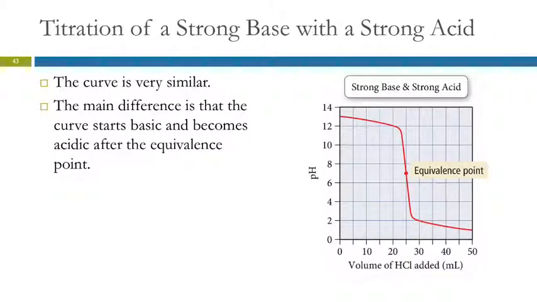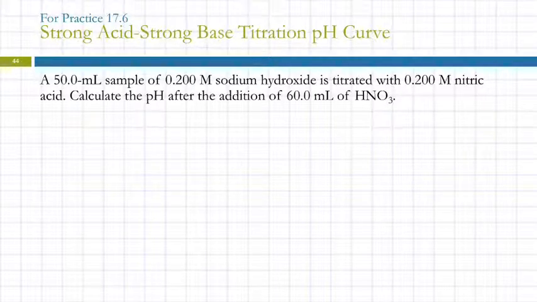If you're titrating a strong base with a strong acid, the curve is similar. The difference is that it starts basic and goes acidic. Okay, this one is a little different, so let's just go ahead and do this one real quick. A 50 mL sample of 0.2 molar sodium hydroxide is titrated with 0.2 molar nitric acid. Calculate the pH after the addition of 60 milliliters of nitric acid.